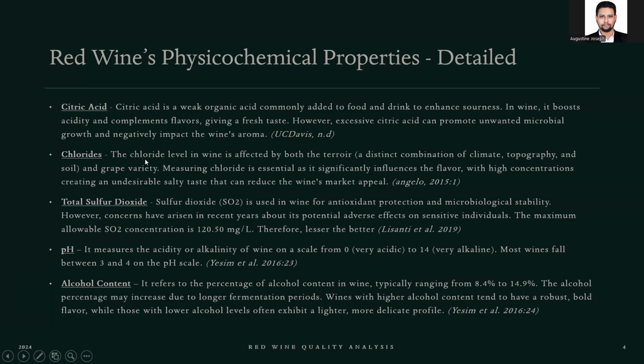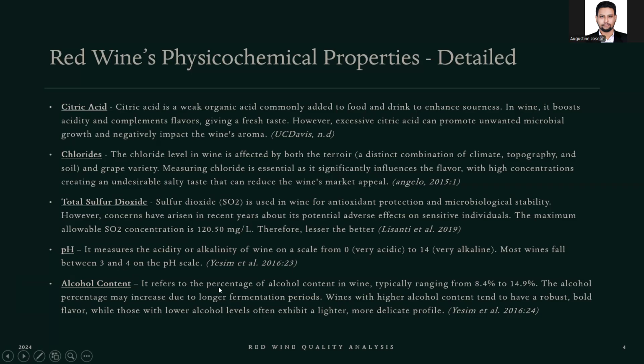Now, the chlorides are naturally present in the wine, but when there is a significant increase in the chlorides, it can create an undesirable salty taste, which will make the wine's market appeal very low. Sulfur dioxide is added for antioxidant and microbiological stability, but adding too much SO2 will have adverse effects for certain individuals when consumed. Coming to the pH level, normally the pH level of wine is between 3 to 4, and it should not go beyond that.